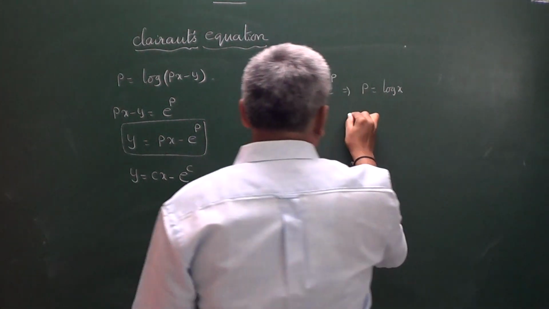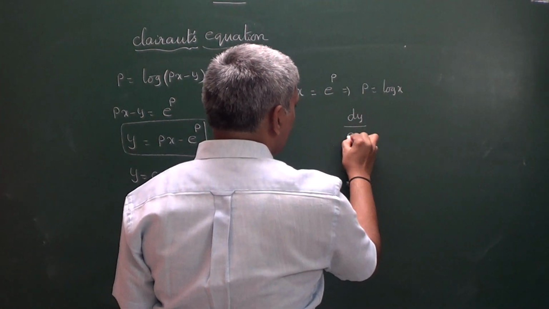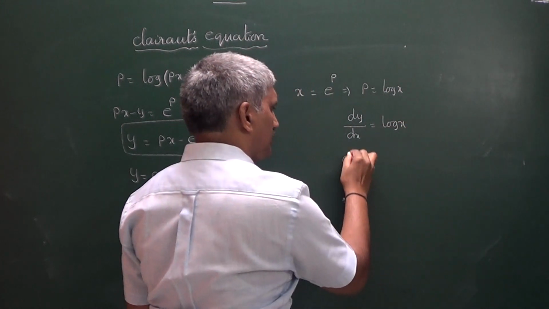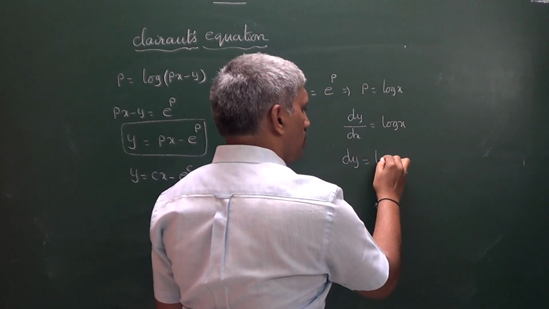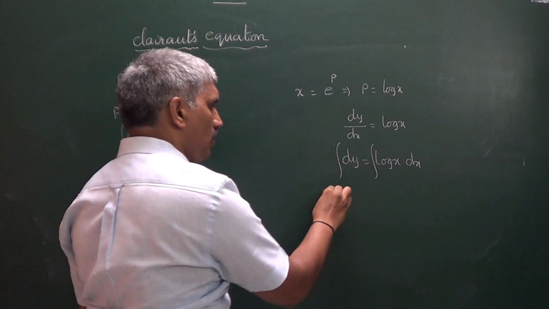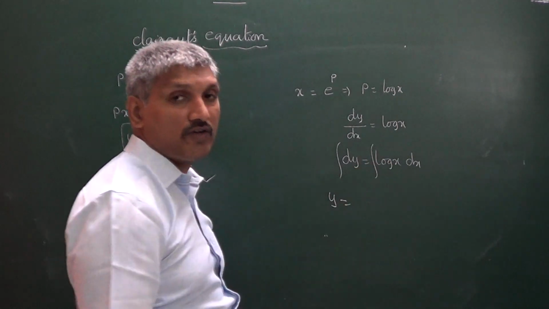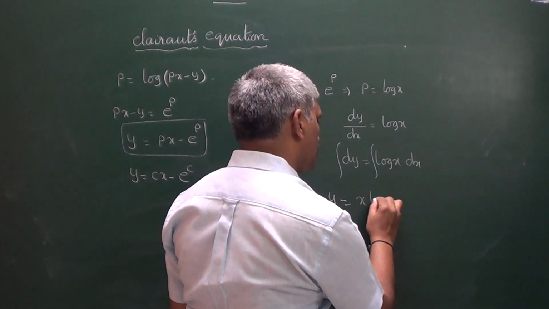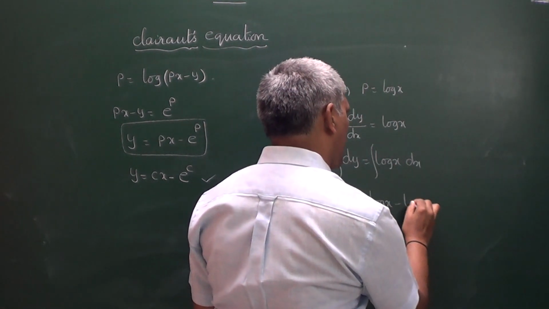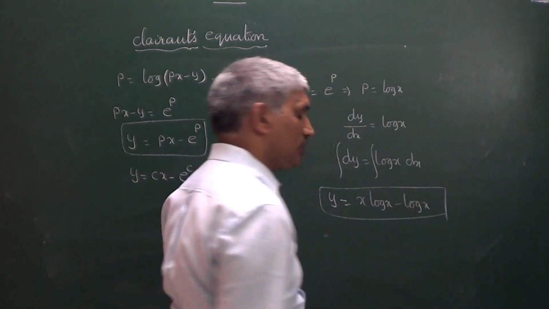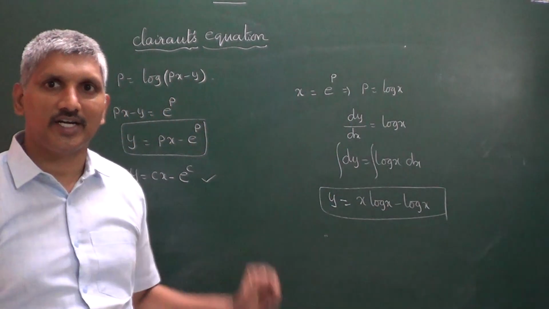Now, p = log x means dy/dx = log x. Therefore, dy = log x dx. Now integrate both sides. I hope everyone knows the integration of log x: it is x log x − x. That is the singular solution for this Clairaut's equation.